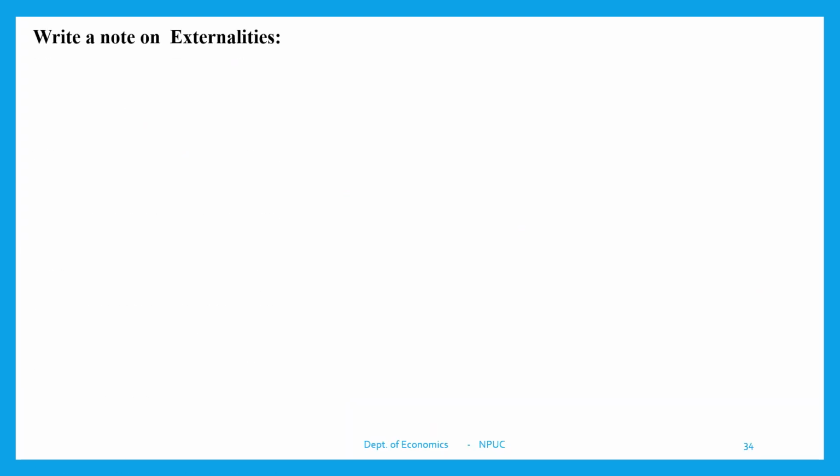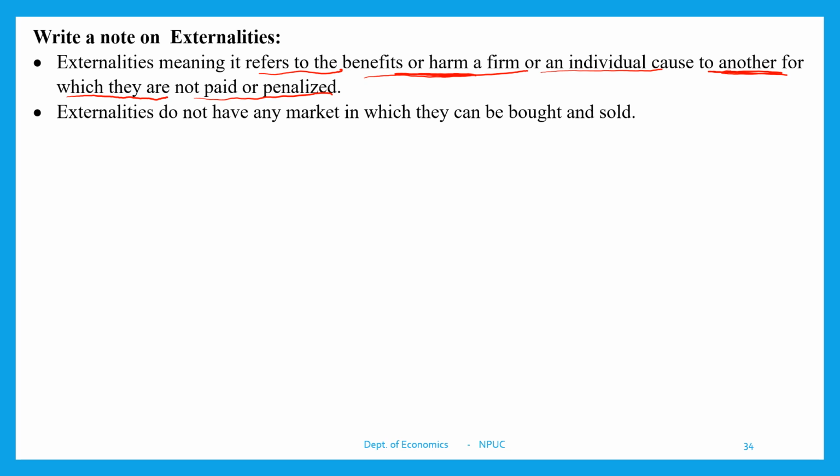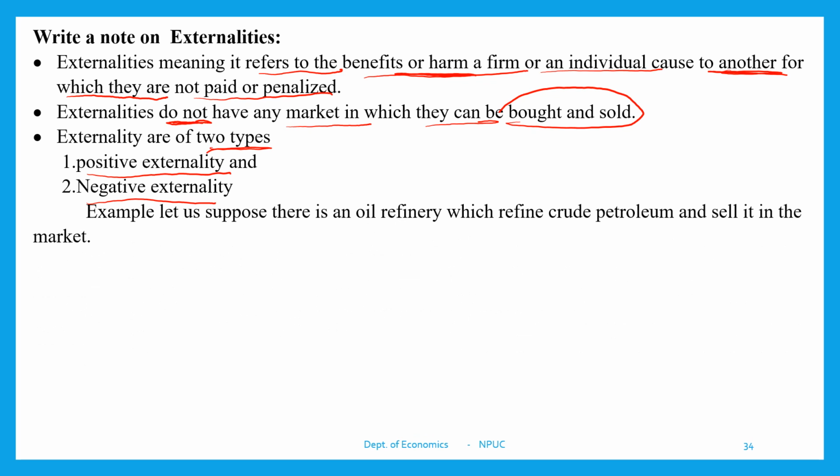Now let us discuss externalities. It refers to the benefits or harm a firm or an individual causes to another for which they are not paid or penalized. Externalities do not have a market in which they are bought and sold. Externalities are of two types. One is positive externality, another one is negative externality. Example, let us suppose there is an oil refinery which refines crude petroleum and sells it in the market.